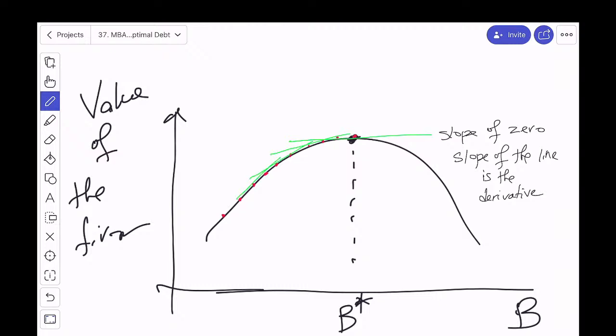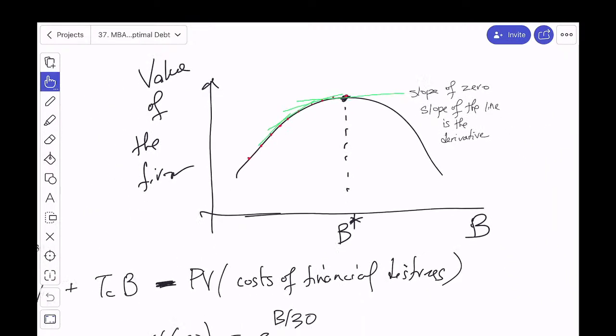Okay, so what we want to do is find where this function has a derivative of 0. We want to find the B for that situation. So if we take the derivative of the function and set it to 0 and solve for which level of debt makes it so, we have found the optimal level of debt. Okay.